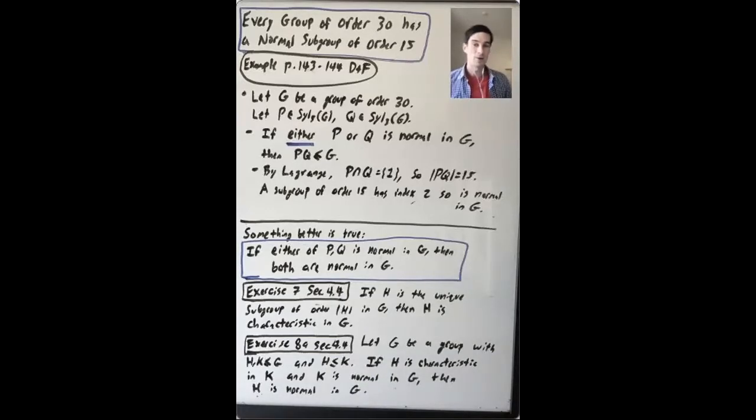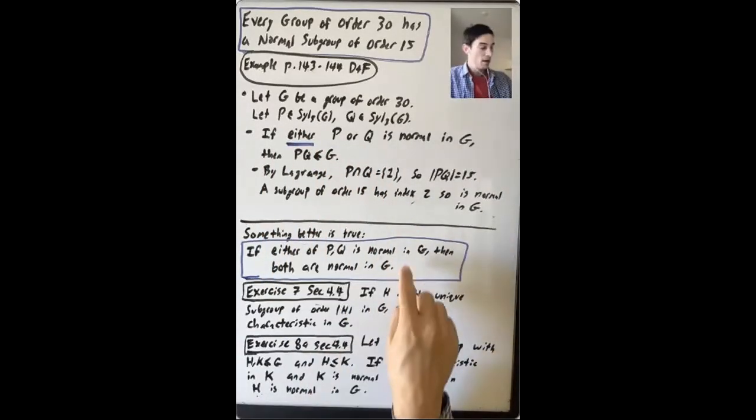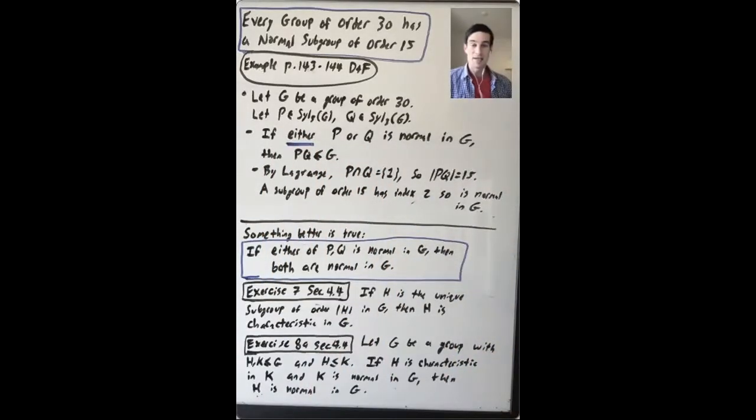So I'll pause and erase. And first, I'll show you how to use these two exercises applied to this example to see that if one of P, Q is normal in G, then both are normal in G. And then the rest of the proof here will just be to show that either P is normal in G or Q is normal in G.